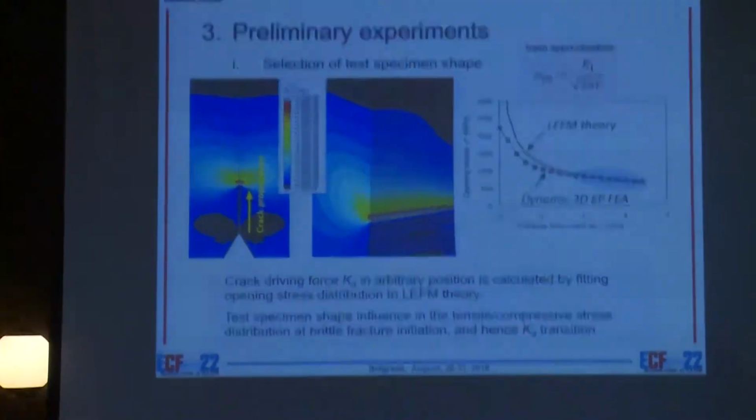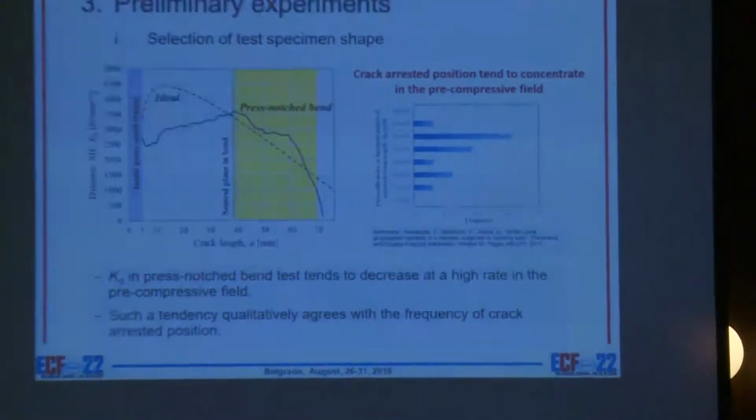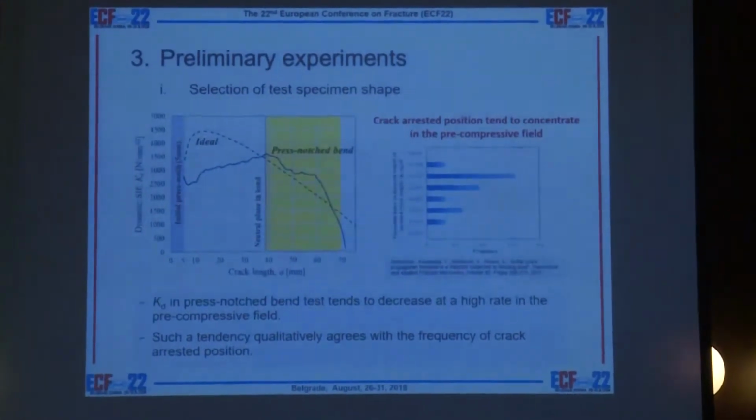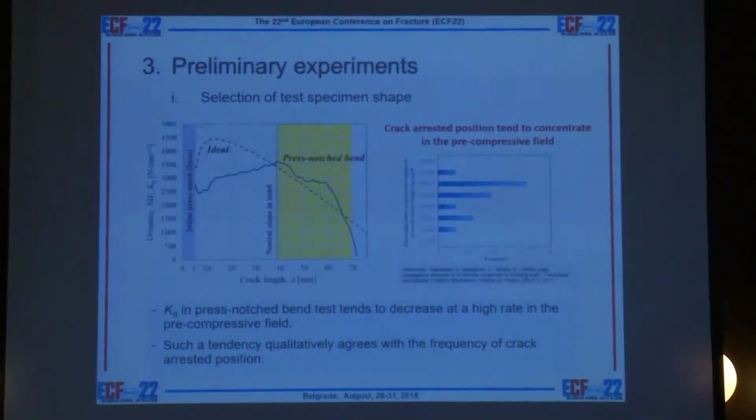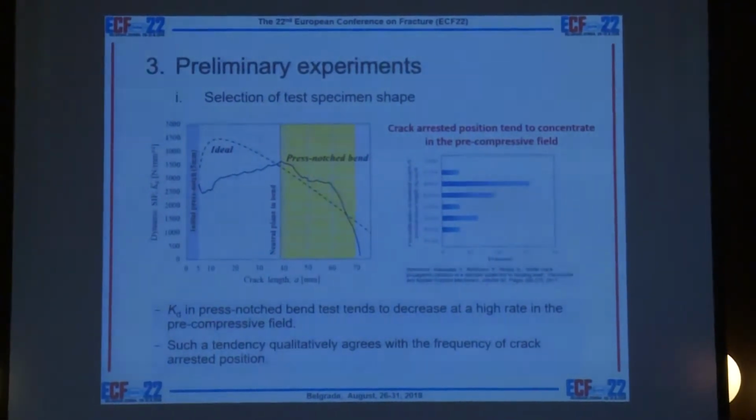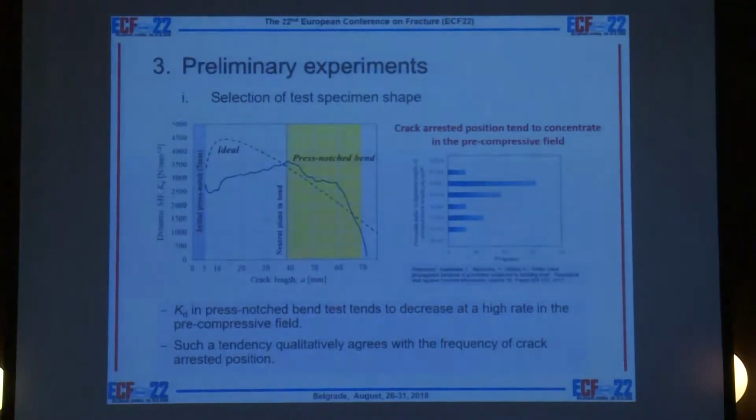Crack driving force in arbitrary position is calculated by fitting opening stress distribution to linear elastic fracture mechanics theory. Test specimen shape affects the tensile compressive stress distribution at brittle crack initiation and hence the KD transition. This figure shows the typical KD transition of the press-notched bend test, which was calculated as previously noted. According to past research, it was pointed out that KD tends to decrease at a high rate in the top side of the specimen, where the precompressive stress field is formed by bending load.